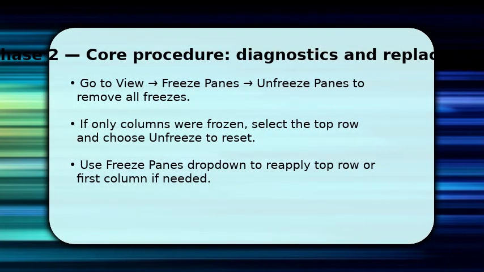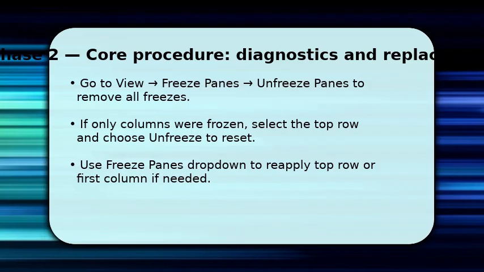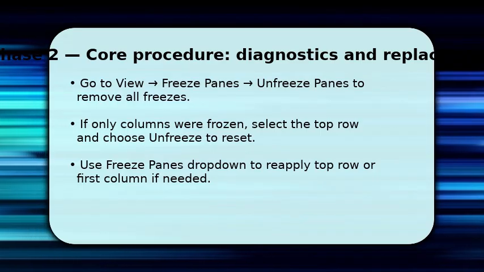From the View tab, open Freeze Panes and choose Unfreeze Panes. That removes all existing freezes immediately. If only columns or only rows were frozen, unfreezing still clears them both, so make sure you reapply a specific option if needed. Once the panes are unfrozen, check scrolling horizontally and vertically to confirm movement.